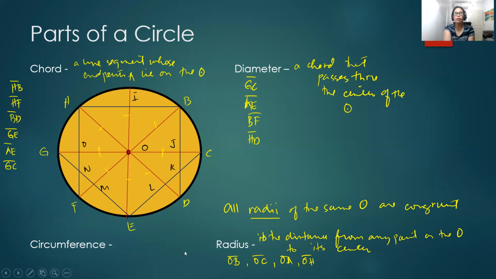Now, as regards circumference, this is the counterpart of perimeter for other polygons. And we define the circumference as the distance around the circle. Okay?